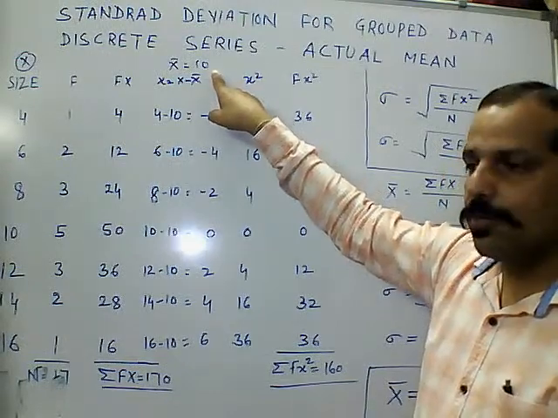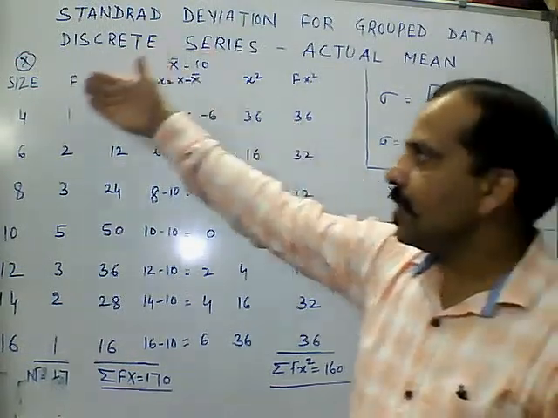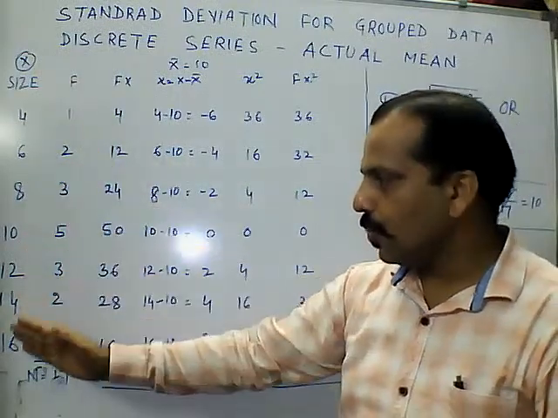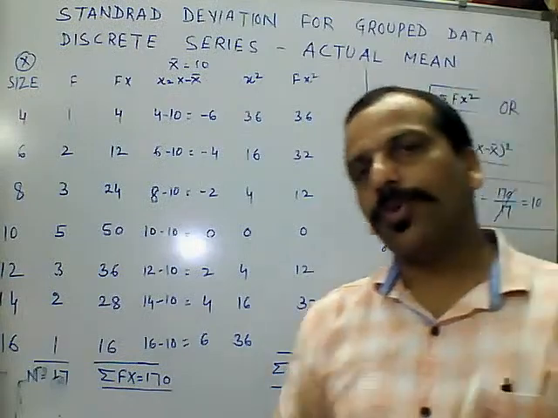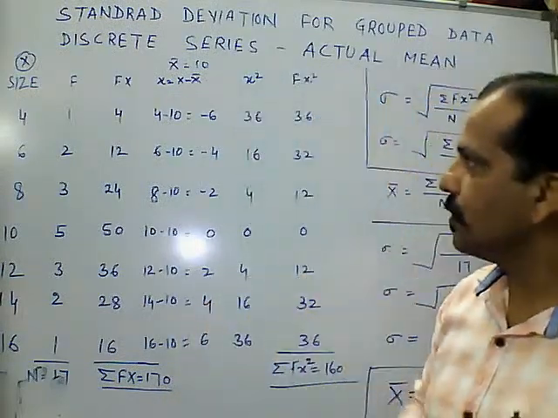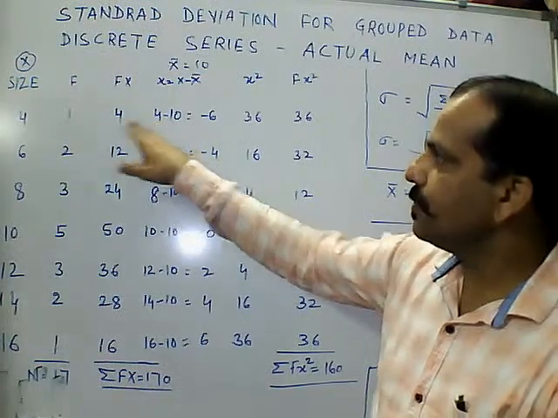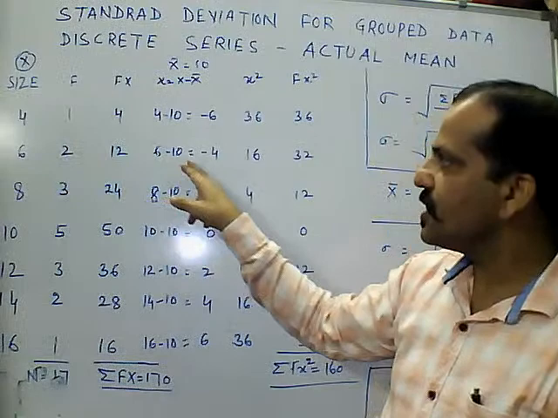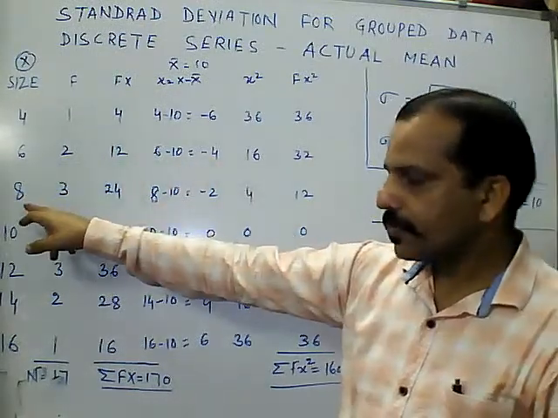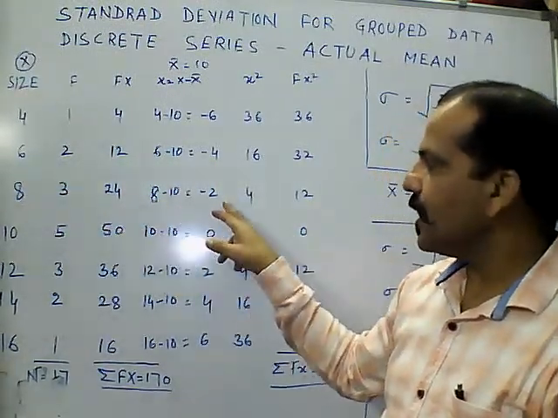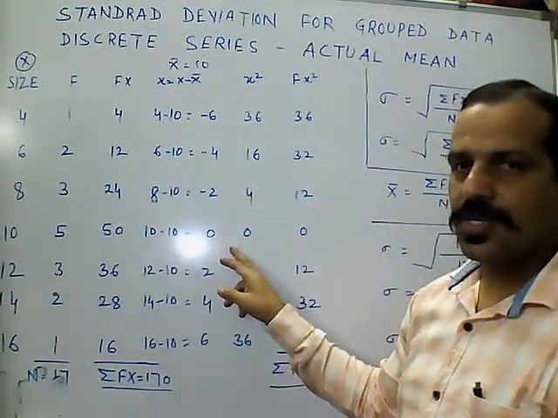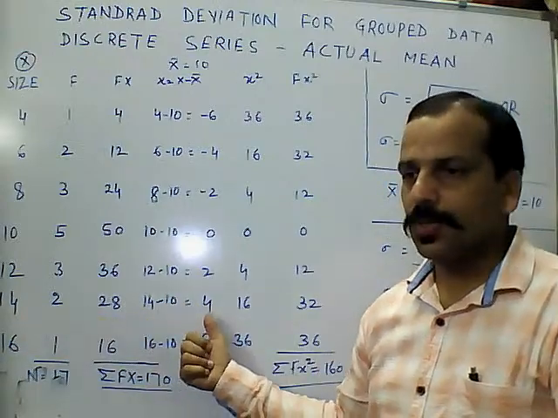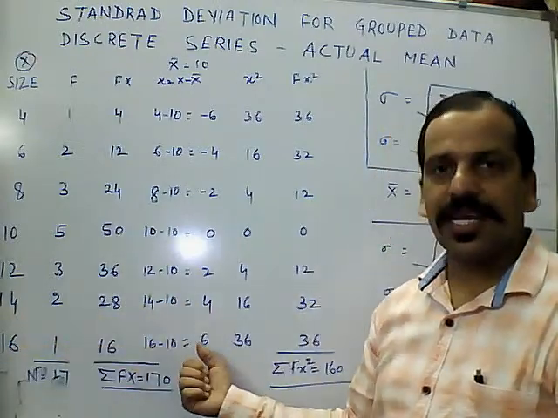Now from this actual mean, we have to find the deviation of all the values: 4, 6, 8, 10, 12, 14 and 16. So 4 minus 10 is minus 6, 6 minus 10 is minus 4, 8 minus 10 is minus 2, 10 minus 10 is 0, 12 minus 10 is 2, 14 minus 10 is 4, and 16 minus 10 is 6.